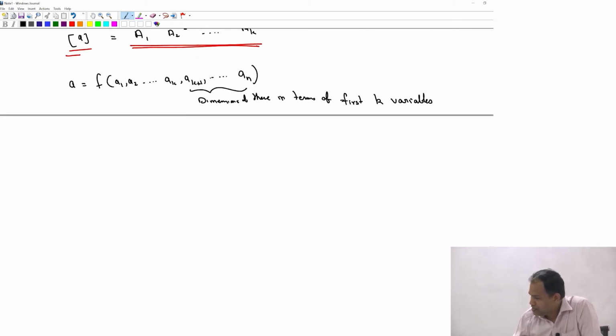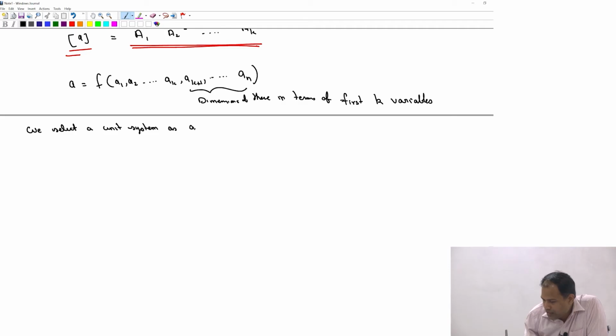Now, let's say we select a unit system as A1, A2, etc. up to AK. So we might deal with unit systems like SI, or MKS. Instead of that, let's say we select a unit system which is given by the first k variables itself. If I do that, then each of the variables that I have can be expressed in terms of A1, A2 and so on.